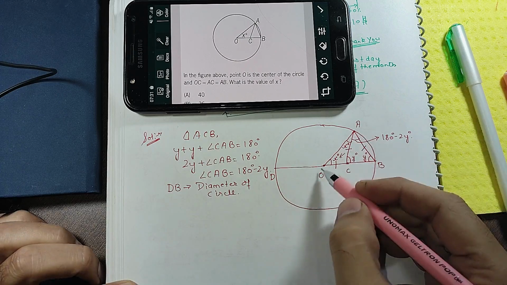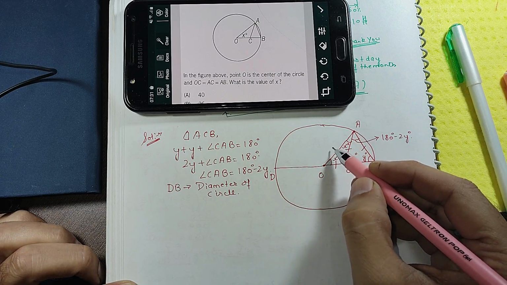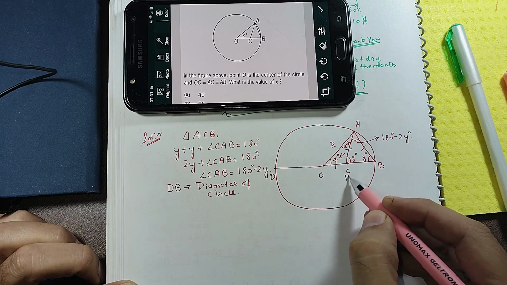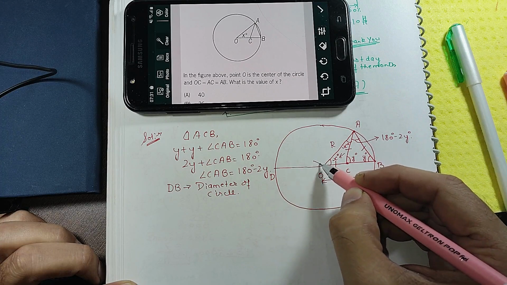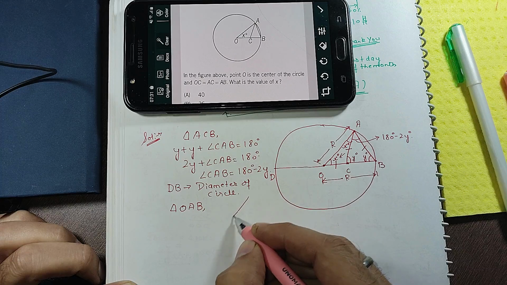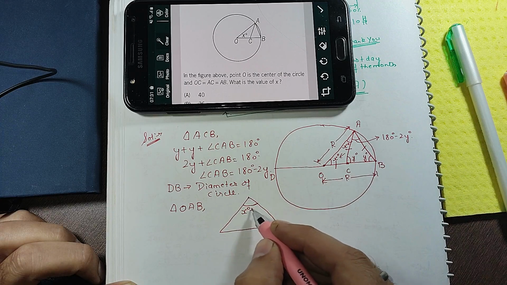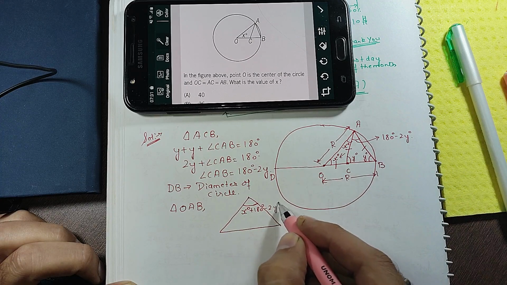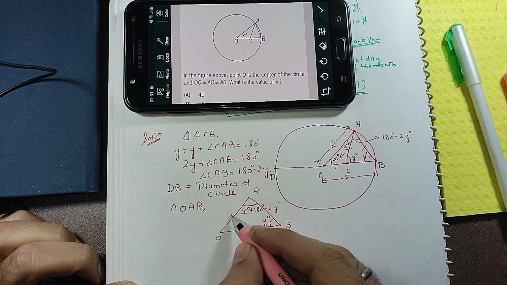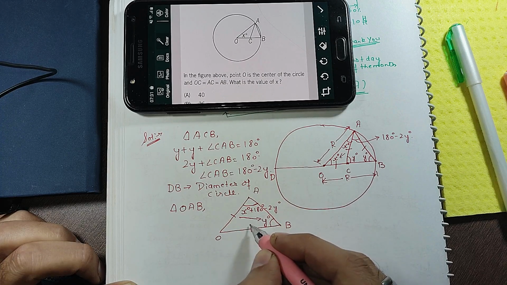Now I will draw this triangle OAB independently. You see that OA is the radius of the circle, right? Let us suppose the radius is R, and OB is also representing the radius of the circle. This is also the radius and this is also the radius, right? Now in triangle OAB, this whole angle will be X plus 180 degree minus X degree plus 180 degree minus 2Y degree, right? And this angle is Y degree. This is OAB and OA is equal to OB, so angles opposite to it will also be equal. So opposite to this is Y degree and opposite to this is this.